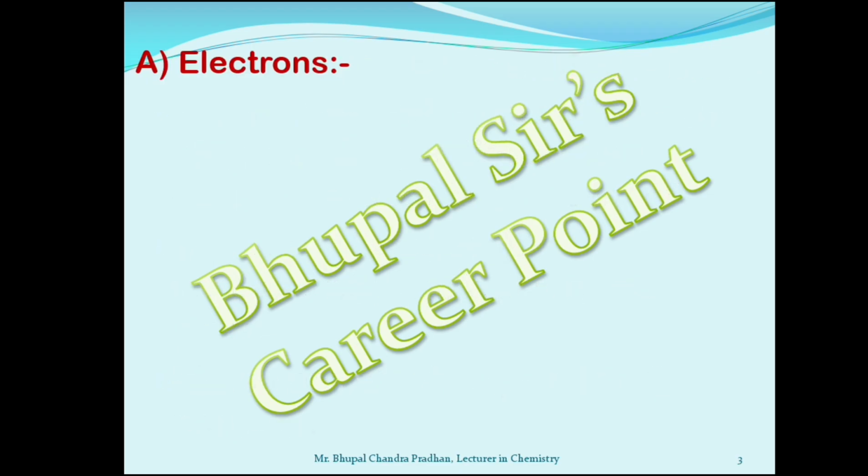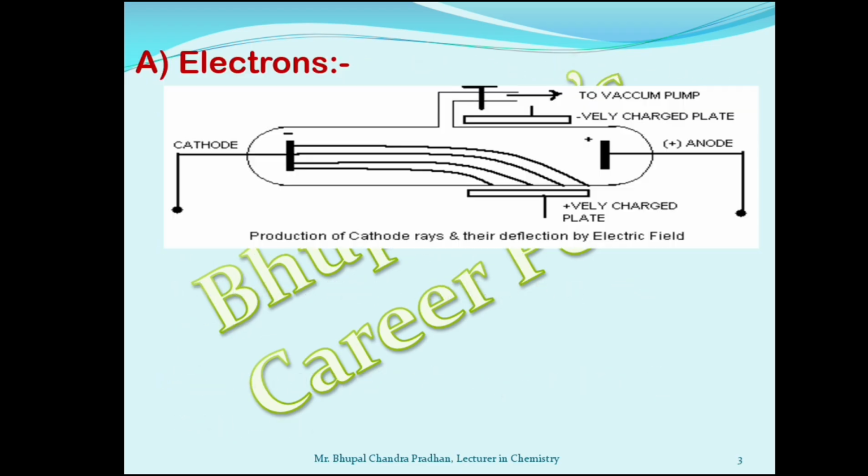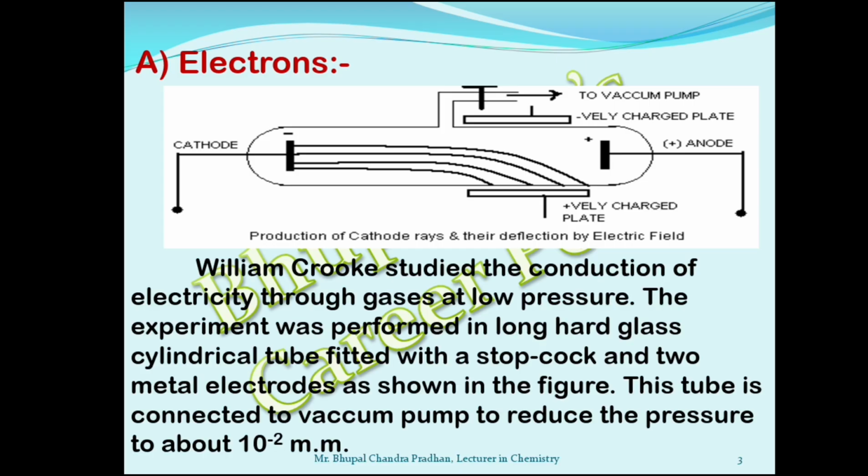What do we mean by electrons and how were they discovered? First of all, William Crookes studied the conduction of electricity through gases at low pressure. The experiment was performed in a long hard glass cylindrical tube fitted with a stopcock and two metal electrodes, as shown in the above figure. This tube is connected to a vacuum pump to reduce the pressure to about 0.01 mm or 10 to the power minus 2 mm.